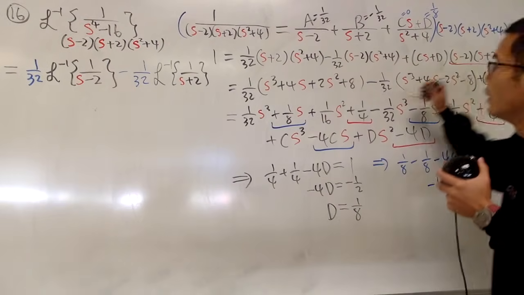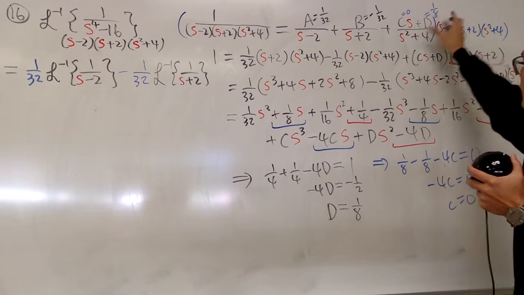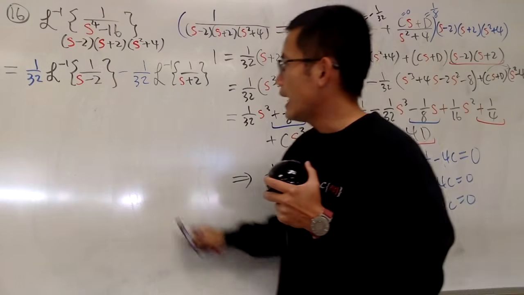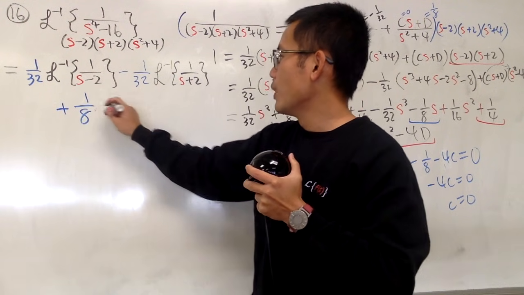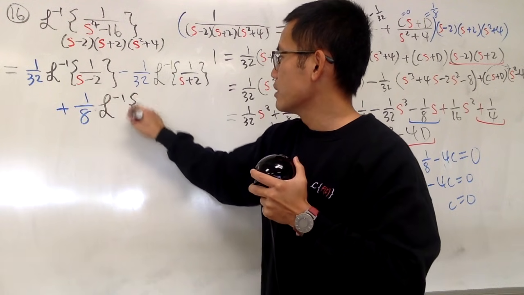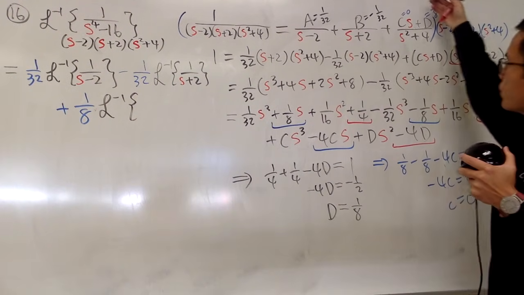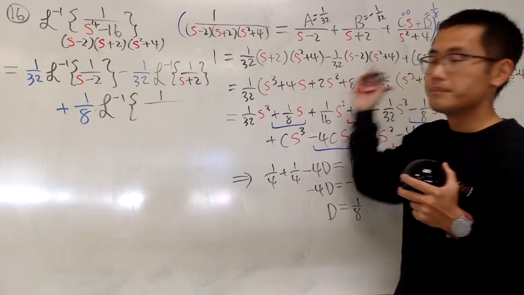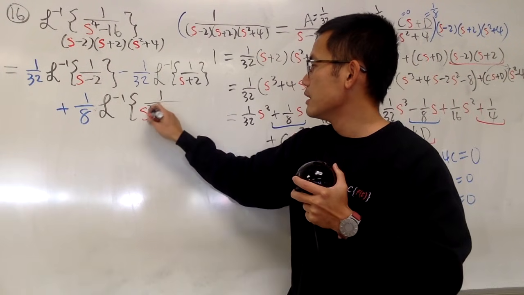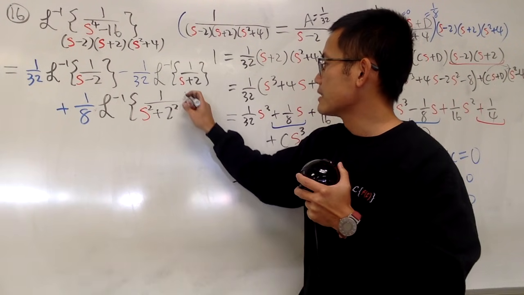And lastly, this is out, so we have 1 over 8 and all that. So we have to add 1 over 8 inverse Laplace of a number which is just 1, because I put a 1 over 8 in the front already. And that's s squared plus 2 squared, like so.